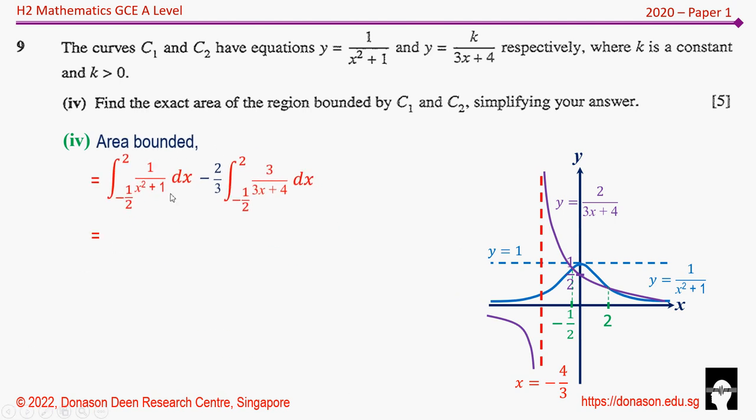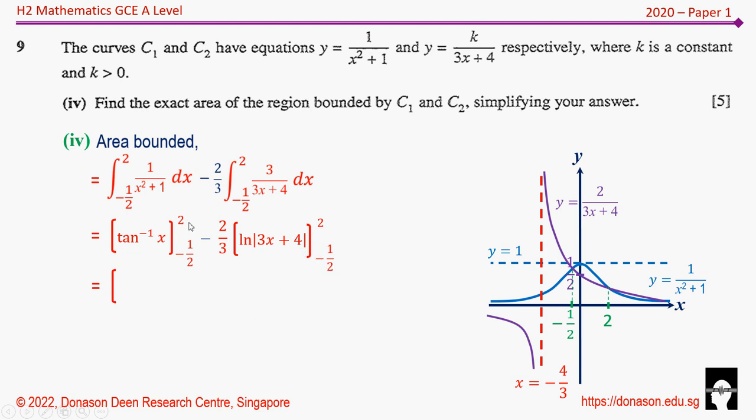So the area bounded would be, if I integrate 1 over x squared plus 1, straight away you can recognize this is arctangent of x, and of course now I write the limits outside. I have already integrated this, so I need to substitute the limits of minus half to 2 in the next step. So let's go to this side. The 2/3 I'm just going to keep as it is, and this is of the form f prime x over fx. So when you integrate it, it's ln of the modulus of whatever function is found in the denominator, which in this case is 3x plus 4. And once again the limits are minus half to 2.